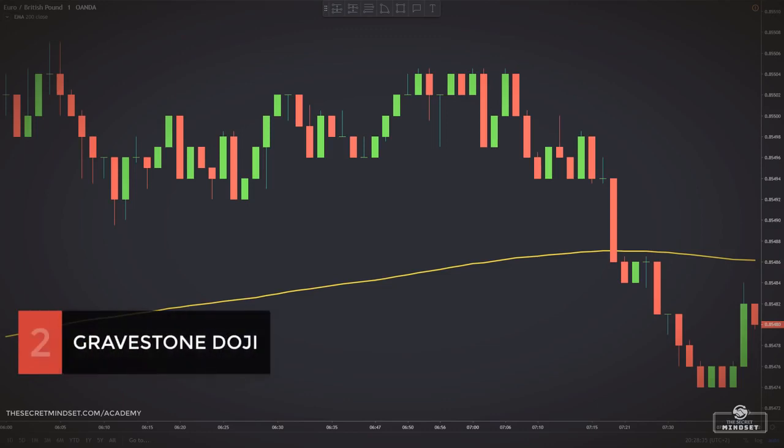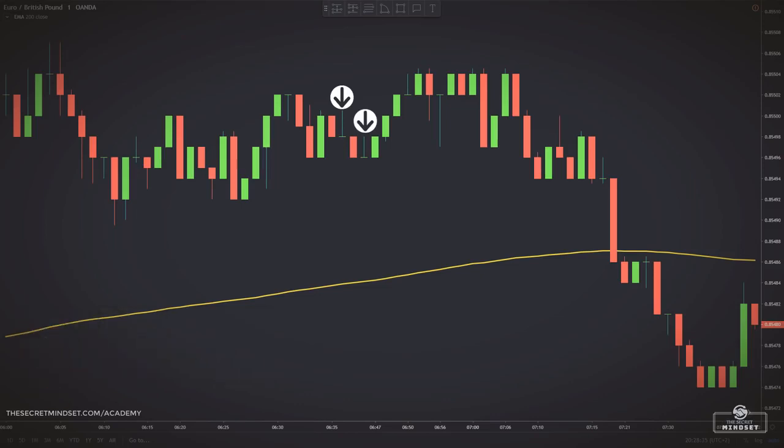Next we have the gravestone Doji. A gravestone Doji forms when the Doji is at or very near the low of the period.